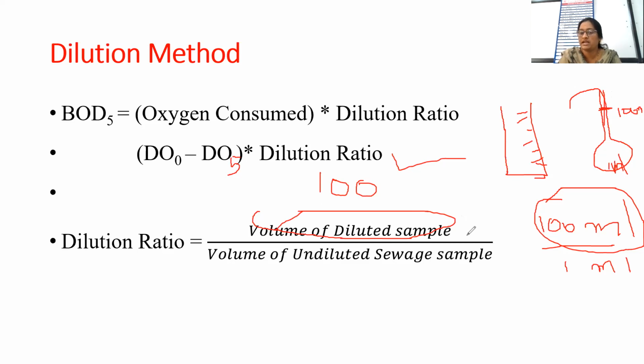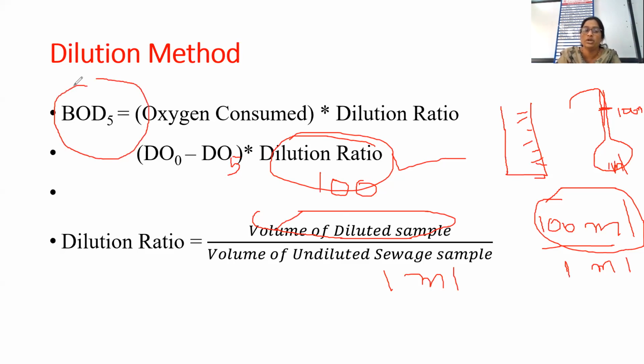So this way it is taken 100 ml, and because undiluted sample or the sewage sample we have taken only 1 ml, so I can write here 1 ml. So this way dilution factor is coming as a 100, and then you can multiply through this consumed oxygen. You will get the BOD by using the dilution method.